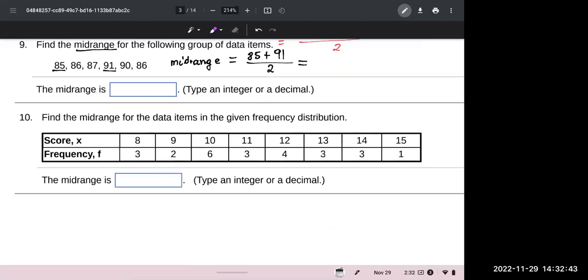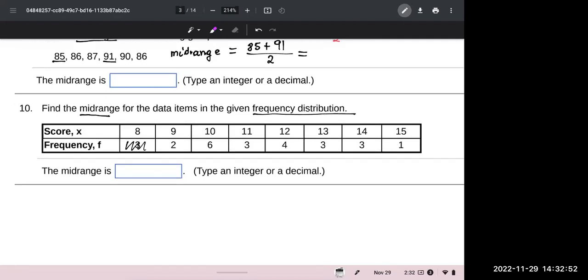Now, question 10, you still have to find the mid-range. They give you the frequency distribution table. For mid-range, we don't really need to know the frequency. They're trying to distract you a little bit, that's why I'm just crossing this out. Mid-range is the lowest number plus highest number divided by 2, the same formula: minimum number plus maximum number divided by 2.